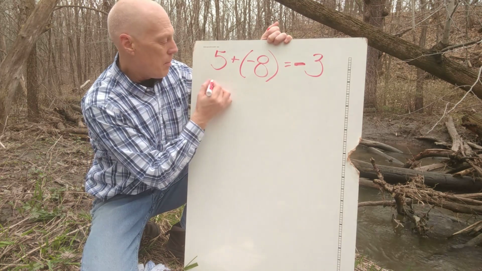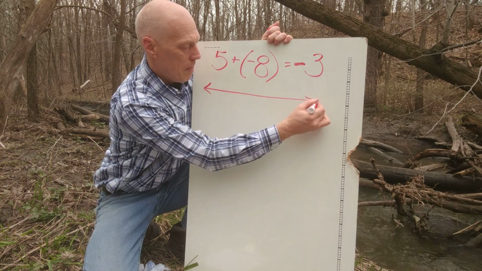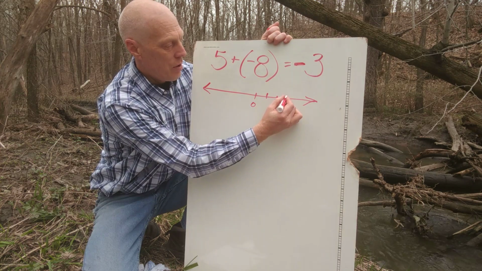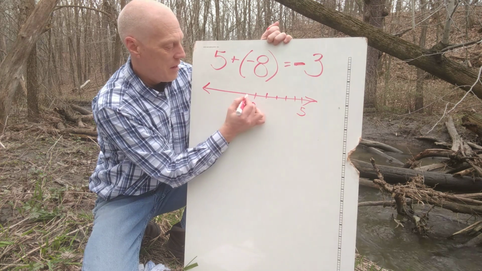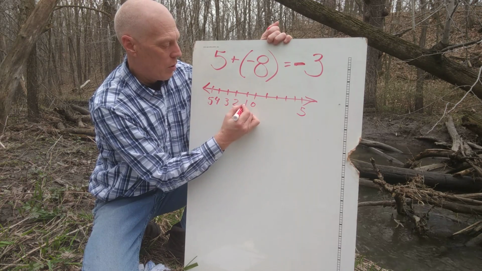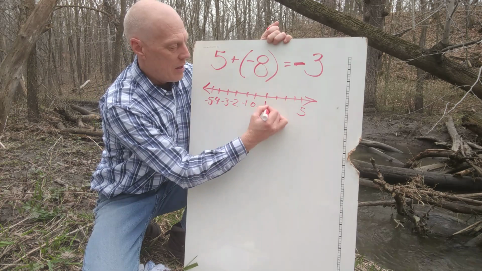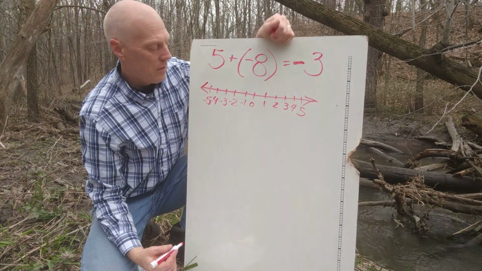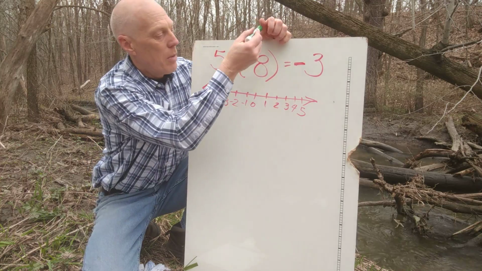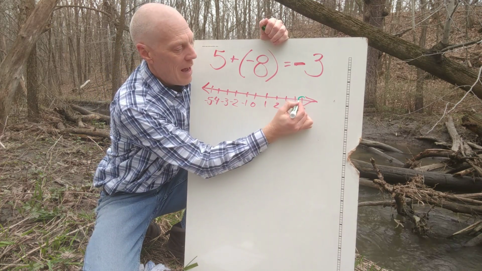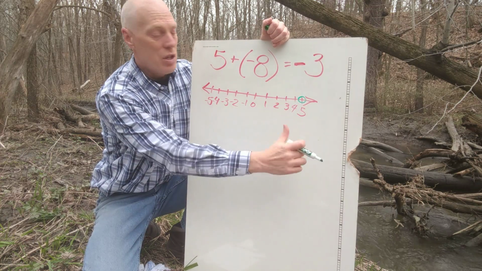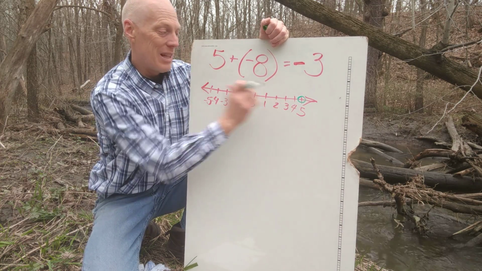If we do that with a number line, let's say this is 0, and we have 1, 2, 3, 4, 5 on each side. All these are negatives, and these are positives. Let's grab a different colored marker. We start at 5, and now we're going -8. Whenever you see a negative, you're going to the left, moving towards the negative side.